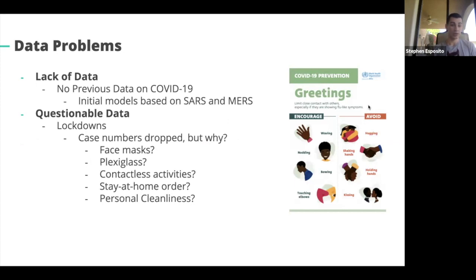Most notably, we can look at lockdowns. The case numbers dropped, but why? There were a number of variables. Was it face masks, plexiglass at the grocery store and at the banks, contactless activities like grocery delivery and other food delivery services? The stay-at-home order, where no one was pretty much allowed to leave their house unless they had to? Or personal cleanliness, a lot of people being more self-aware of clean hands, and antibacterial soap and Purell purchases went up. Next slide.